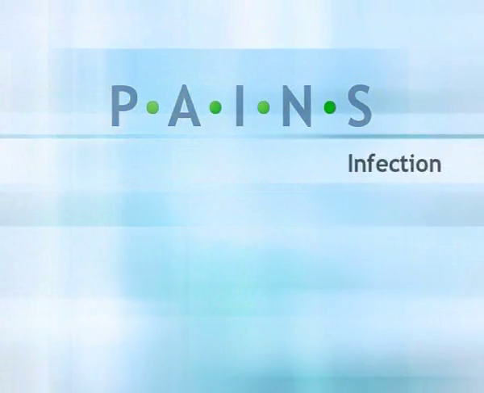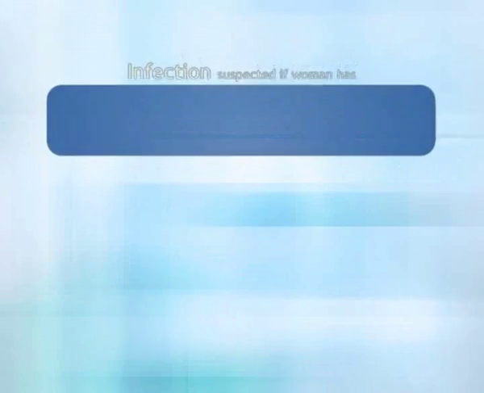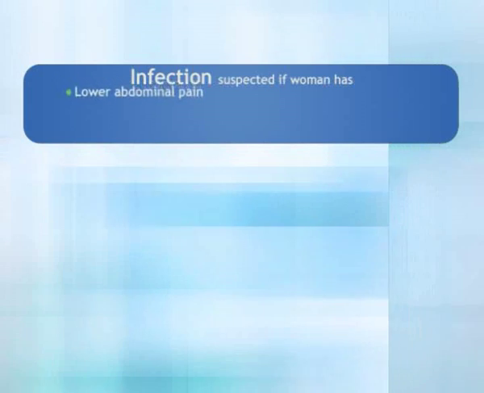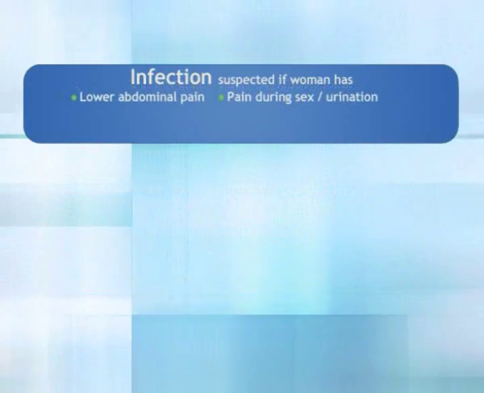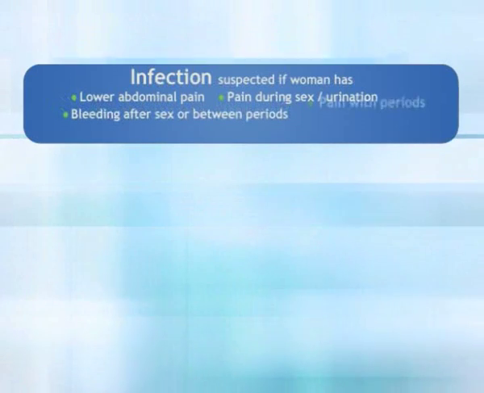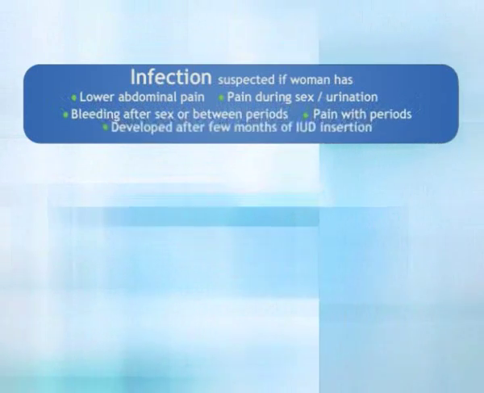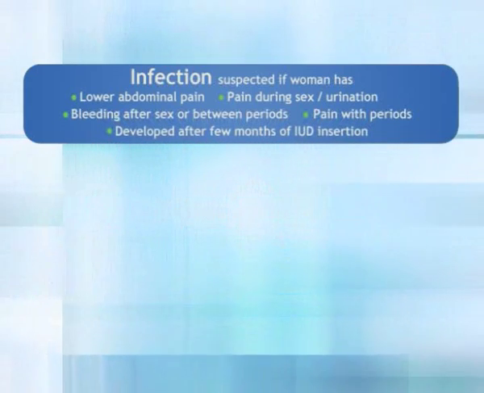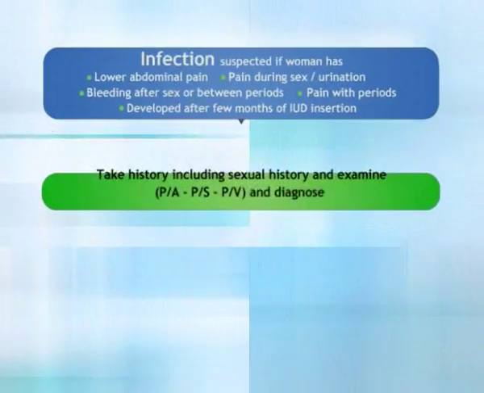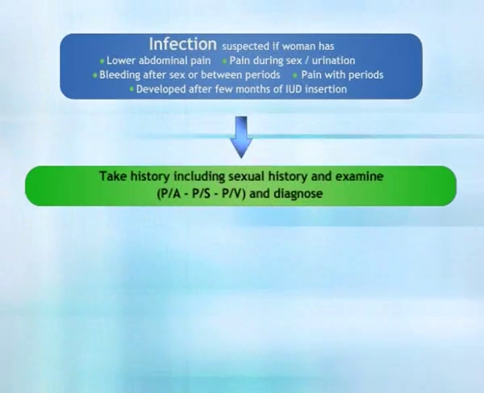I stands for infection. When a client complains of purulent or foul-smelling discharge, infection is a diagnostic possibility. This may or may not be associated with lower abdominal pain, painful intercourse, pain during urination, bleeding after sex or between periods, or menstrual pain. If the symptom of pain was absent during the first few months after IUD insertion but has now developed, this is indicative of an infection. A thorough physical examination should confirm the diagnosis.